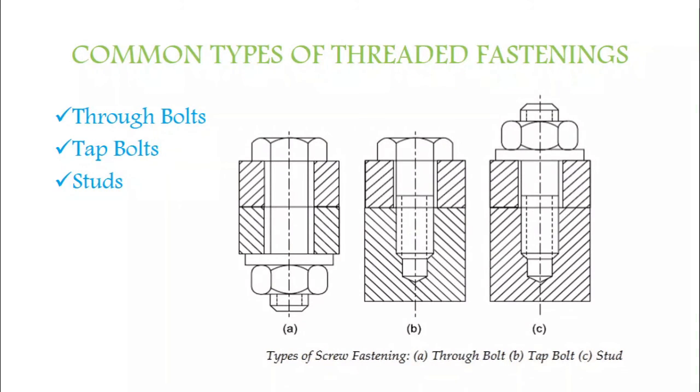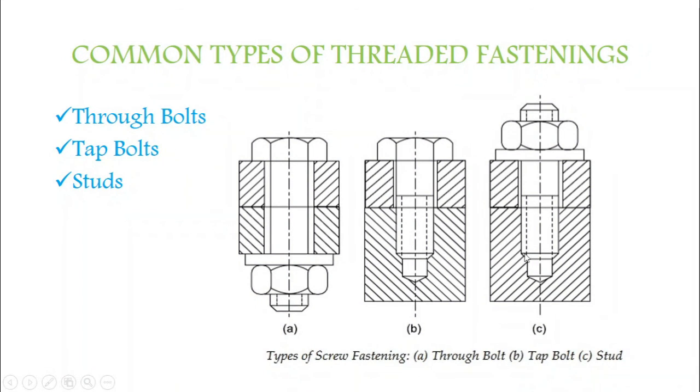The stud joints are used under the following conditions. Only in some conditions are we using the stud assembly. The first condition is one of the parts is thick enough to accommodate the threaded hole, like we saw with the tap bolt. This is part 1, this is part 2. Part 2 has the maximum thickness, and the thickness is enough to make the threaded hole here.